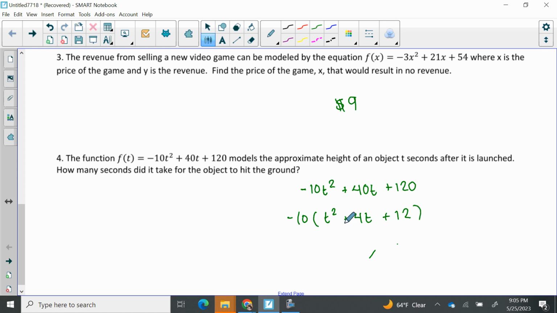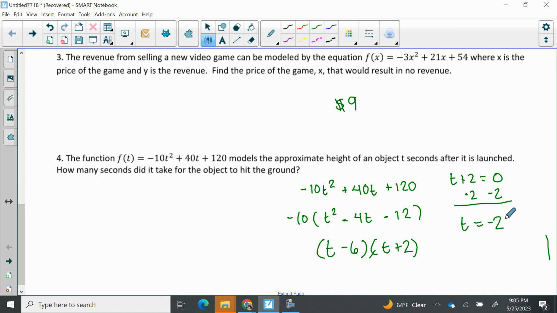Oh, sorry, minus 4t. I didn't use my negatives. So it's minus 4t minus 12. So if I factored this, I would get t minus 6 times t plus 2. Now, we set each one of these equal to 0 and get an x-intercept. So we have t plus 2 is equal to 0. So I'm going to subtract 2, and we get t is equal to negative 2.